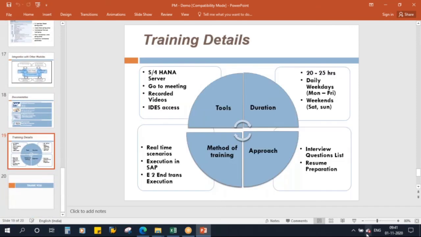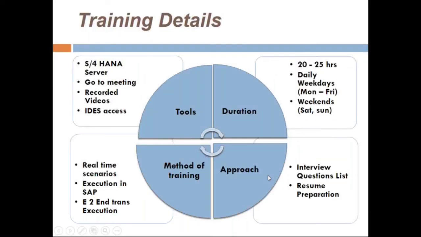Now coming to the training, it will take around 20 to 25 hours. Normally, I'll adopt 2 types of training: on weekdays, Monday to Friday, daily 1 hour, or only on weekends, Saturday 2.5 hours and Sunday 2.5 hours. So it will become 5 hours per week. There are 2 methods.